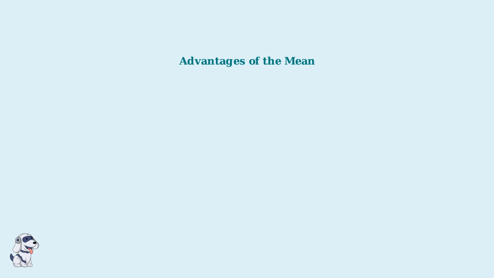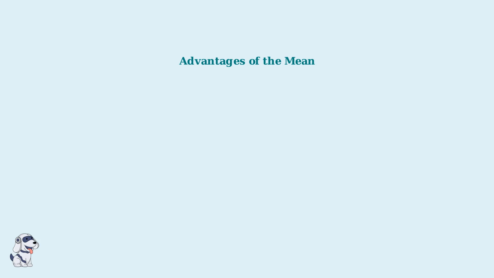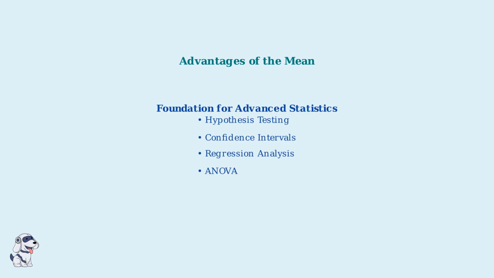The mean is a fundamental measure of central tendency with distinct advantages and important limitations that public health professionals must understand. Let's first examine the key advantages that make the mean such a valuable statistical measure. The first major advantage is that the mean uses every single data point in the dataset. Unlike the median or mode, no information is discarded. Second, the mean is algebraically defined, meaning it follows precise mathematical rules that allow for complex calculations and transformations. Third, the mean serves as the foundation for many advanced statistical procedures, including hypothesis testing, confidence intervals, and regression analysis.